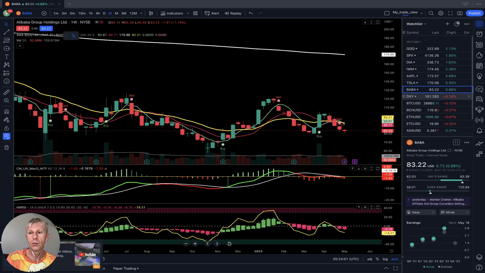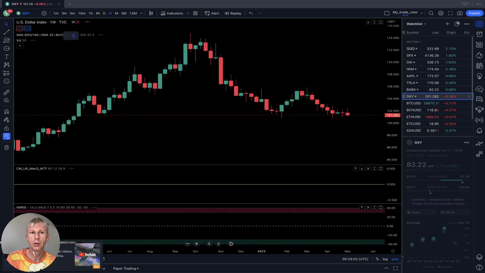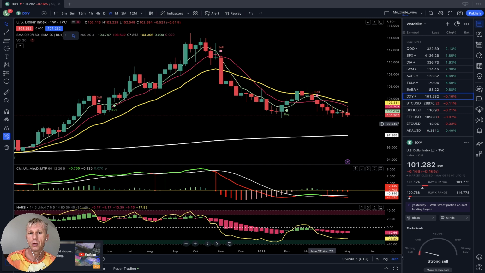Okay, let's move to dollar. USA dollar is very important, right? USA dollar is on the same level like it was several weeks ago on weekly time frame. It is negative on all indicators. It has bullish divergence on MACD histogram. On RSI it has bullish divergence.